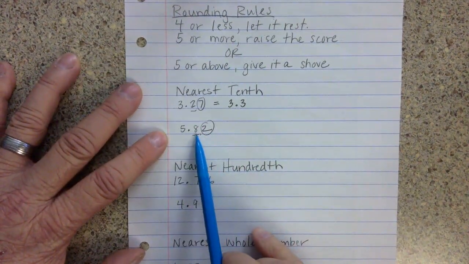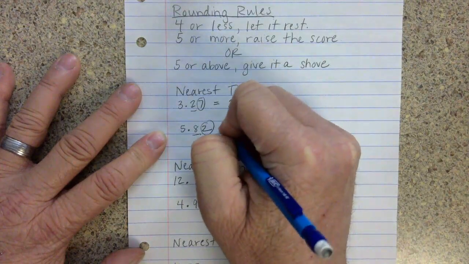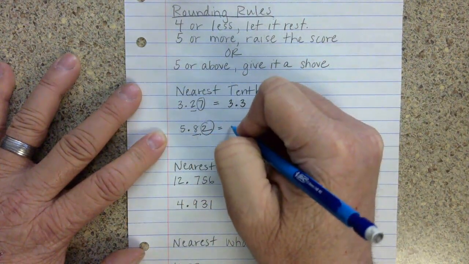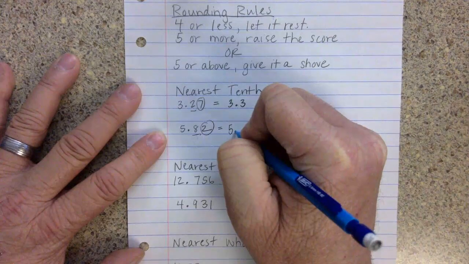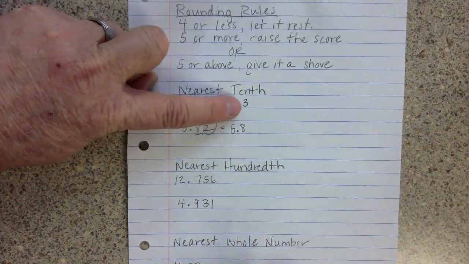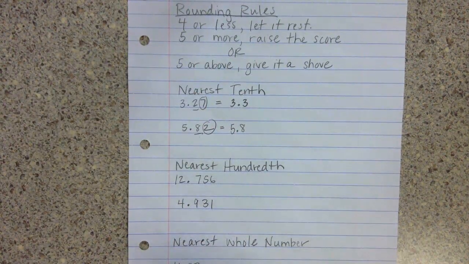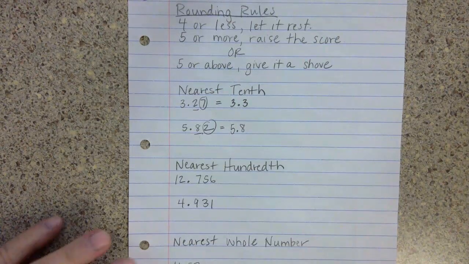Rounded to the nearest tenth, the 8 is in the tenth place. The 2 is telling that to stay an 8. So 5 and 82 hundredths becomes 5 and 8/10. And because we're rounding to the nearest tenth, our answer stops at the tenth place, and those digits just are not part of our answer.